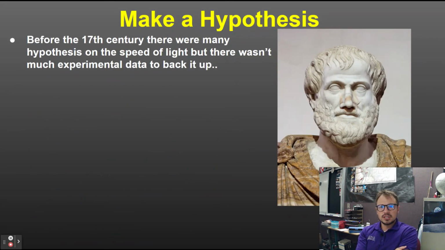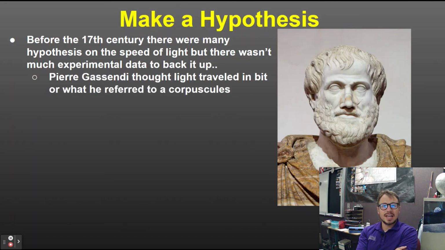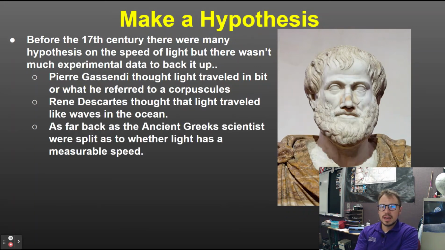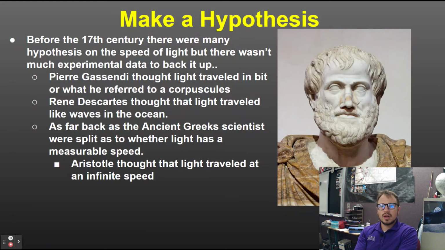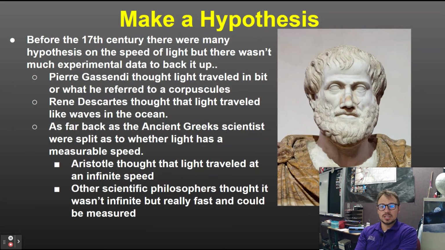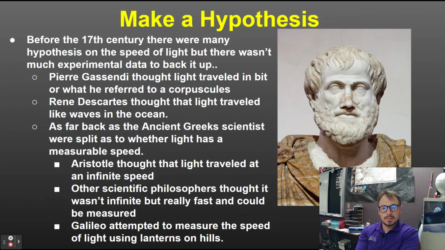So before the 17th century, there were many hypotheses on the speed of light, but there wasn't much experimental data to back them up. Some scientists thought that light was in little packets, or that it was waves. And as far back as the ancient Greeks, scientists and scholars debated whether light even had a measurable speed. Aristotle thought that light traveled at an infinite speed, and other scientific philosophers thought that it wasn't infinite, but really fast and could be measured.